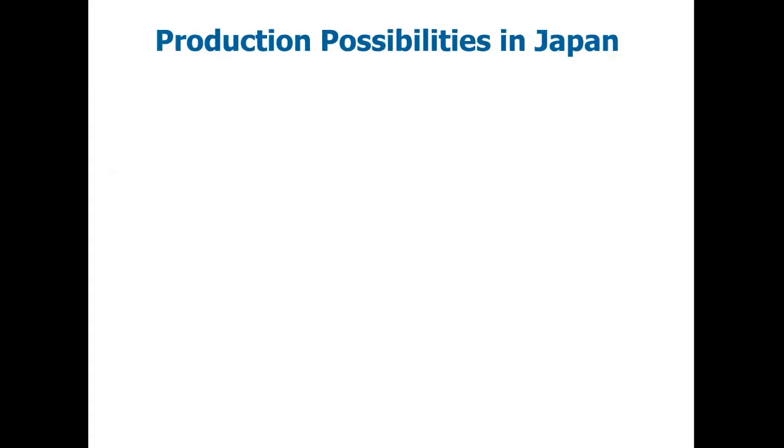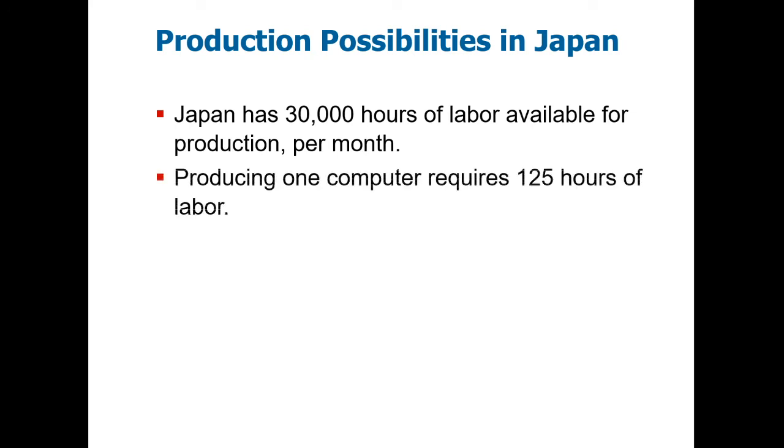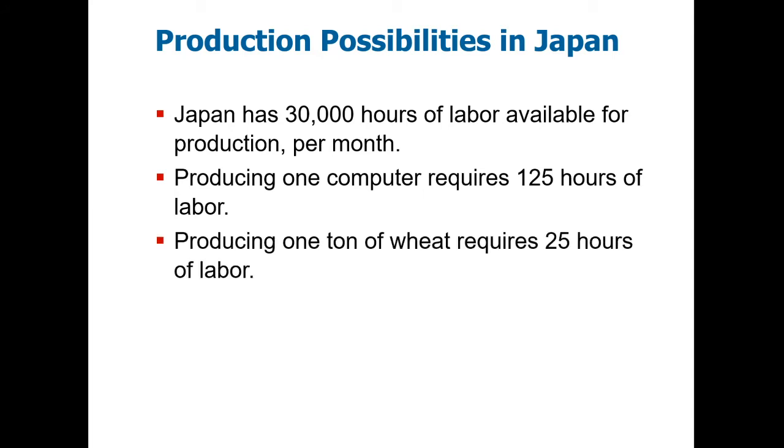Okay, let's look at the production possibilities in Japan. Japan has 30,000 hours of labor available for production per month. Producing one computer requires 125 hours of labor. Producing 1 ton of wheat requires 25 hours of labor. Right? So every time you produce one computer, how many tons of wheat are you giving up to produce that one computer?